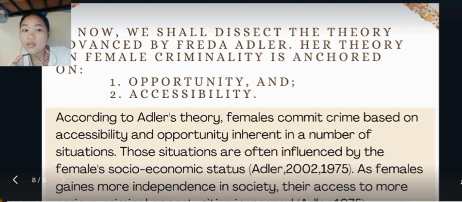Adler 2002, 1975. As females gain more independence in society, their access to more serious criminal opportunities increases. By Adler 1975. So that would be all.